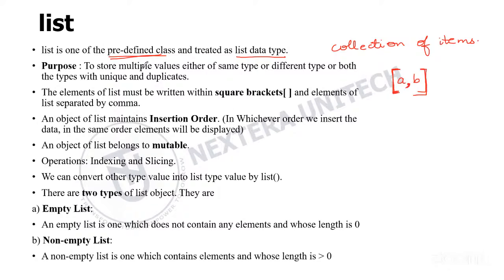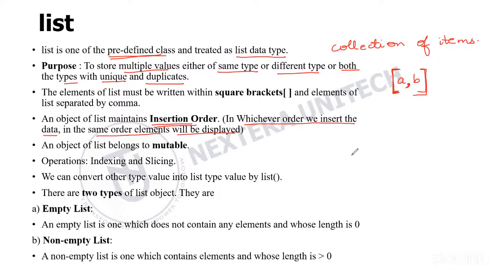List will store multiple values, either of the same data type, different data types, or both types. It can also have unique values and duplicates. And the objects in a list will maintain the insertion order. So in whichever order we insert the data, in the same order the elements will be displayed.